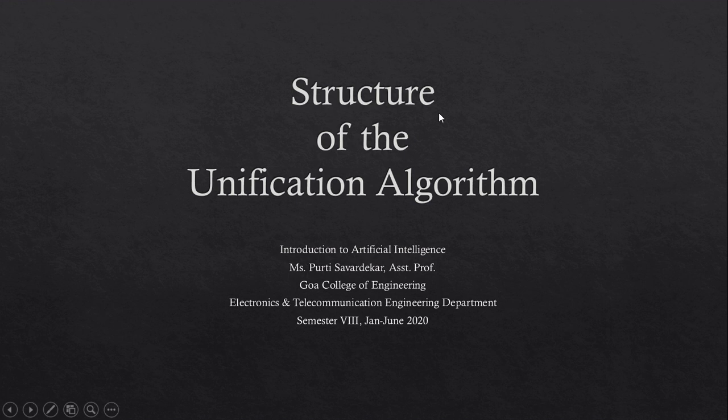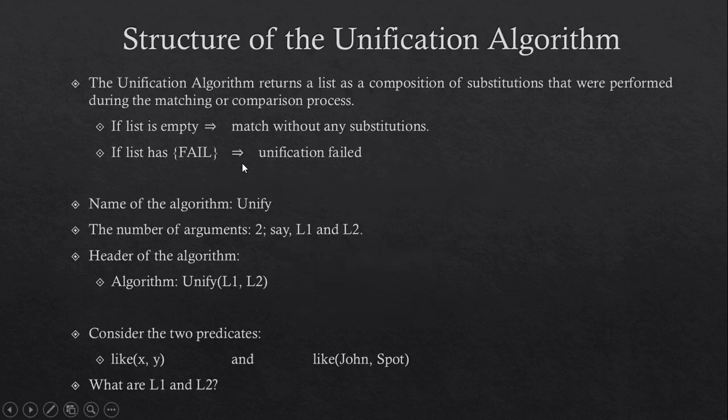The unification algorithm is designed to return a list as a composition of substitutions that were performed during the matching or the comparison process. If the returned list is empty, it indicates that a match was found without any substitutions. If the returned list is a single value, fail, it indicates that the unification failed, meaning two predicates could not be matched.